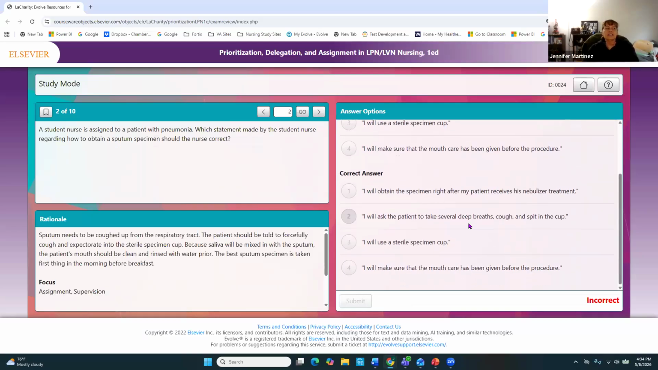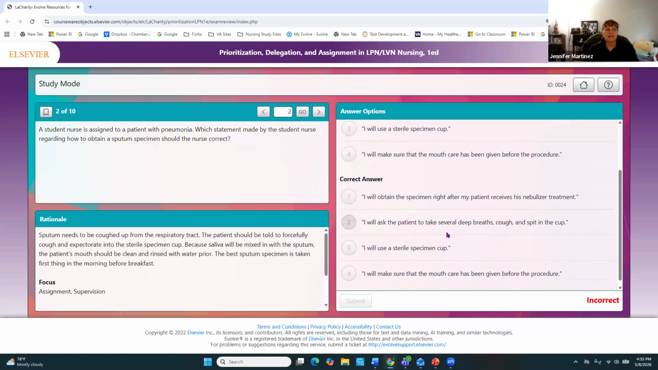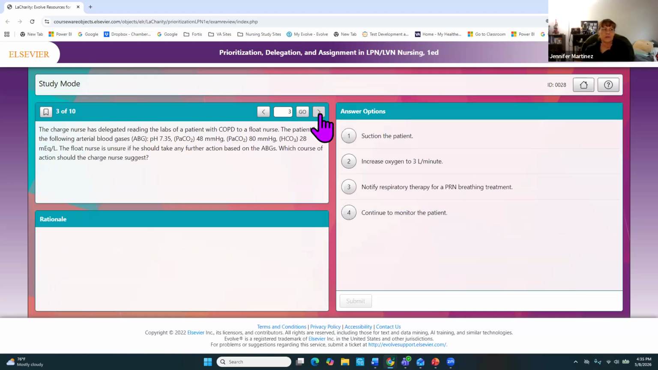So the correct answer, sputum needs to be coughed up from the respiratory tract. So the patient should be told to forcefully cough and expectorate into a sterile specimen cup. Because saliva will be mixed in with the sputum, the patient's mouth should be cleaned and rinsed with water prior. The best sputum specimen is taken first thing in the morning before breakfast. Okay, so the correct answer is I will ask the patient to take several deep breaths, cough, and spit in the cup. All right. Next one.